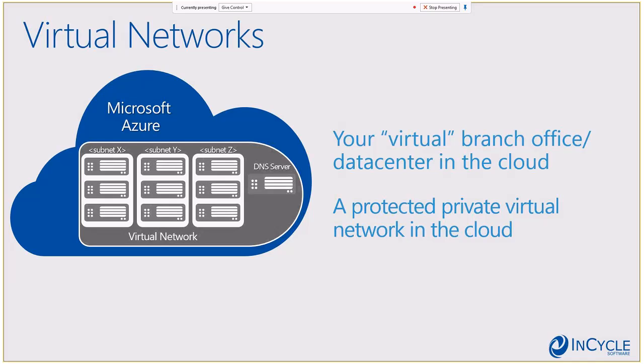So these are the 10.0.0.0 Class A, the 172.16 Class B, and then the 192.168 Class C private networks. All of the Azure networking is based on IPv4, so keep that in mind as you're planning your networks.